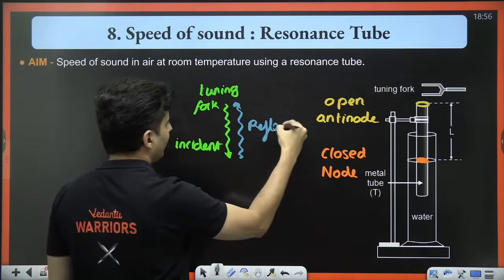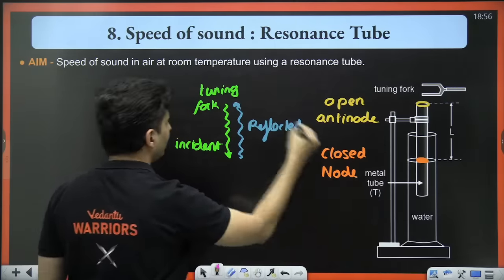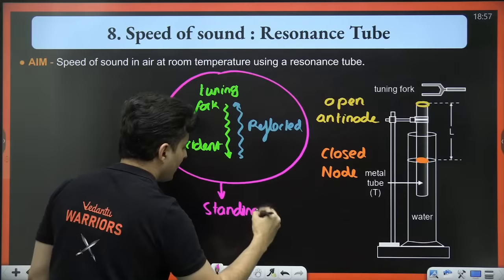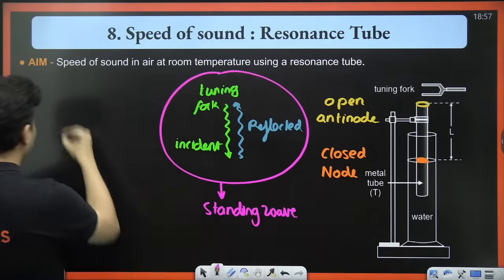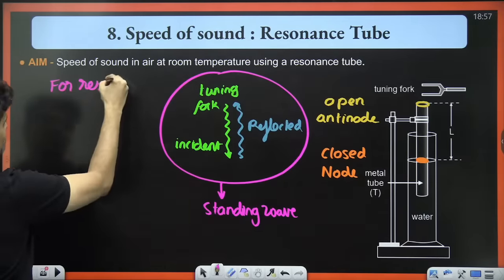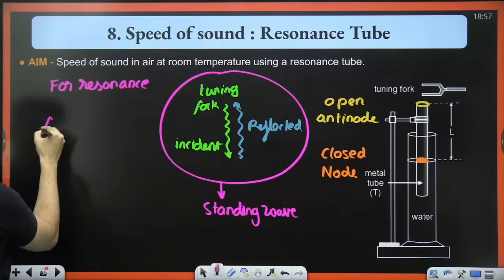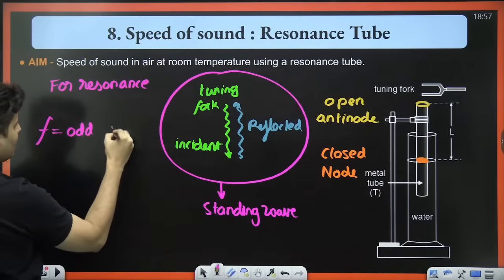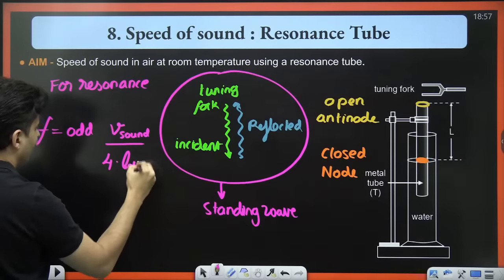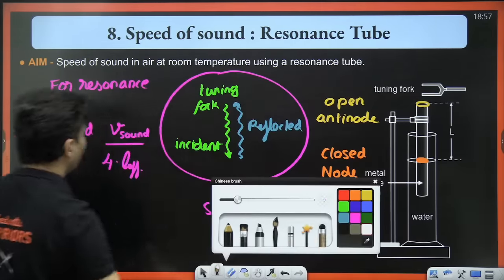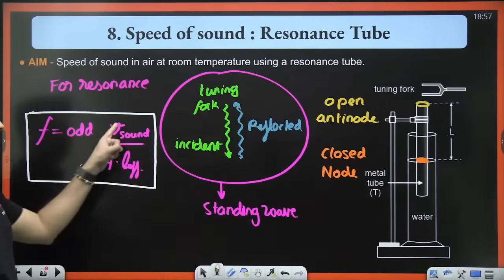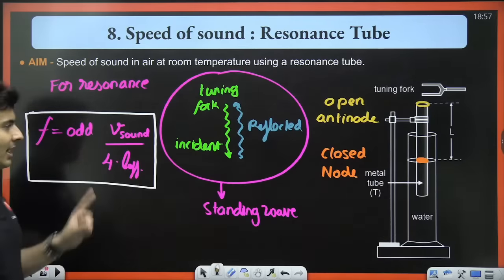The incident and reflected waves together will produce a standing wave, and for resonance, the condition is that the frequency should be odd times the velocity of the sound divided by 4 times the effective length. This is the formula for resonance, my dear students. Frequency of the tuning fork is odd times velocity of the sound by 4 times the effective length.